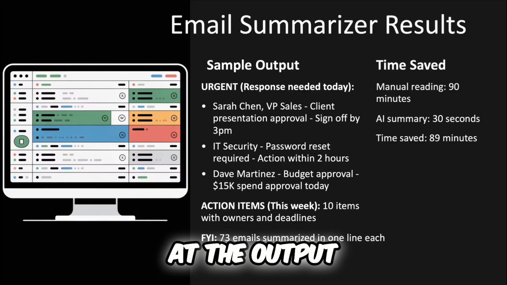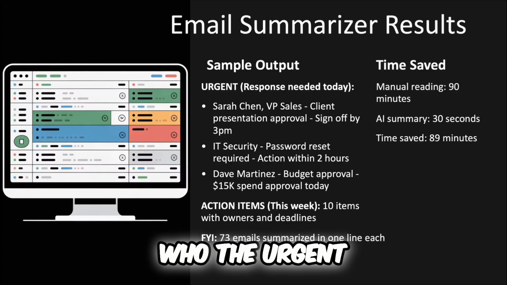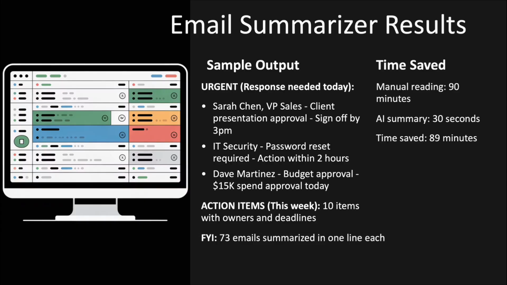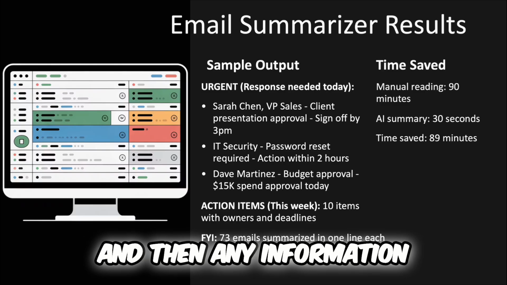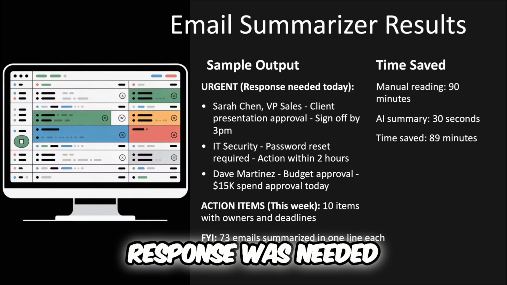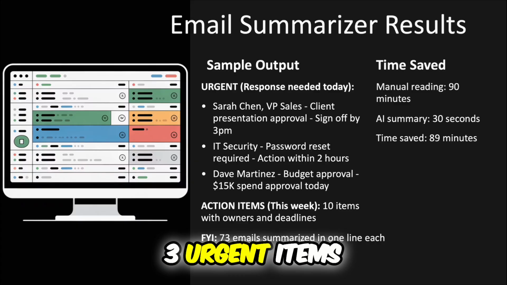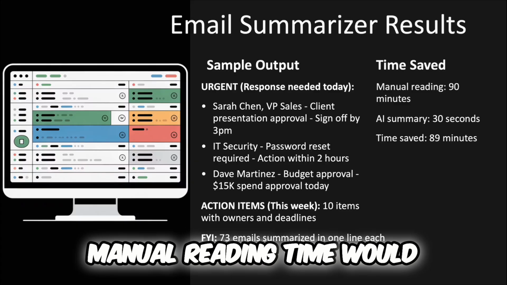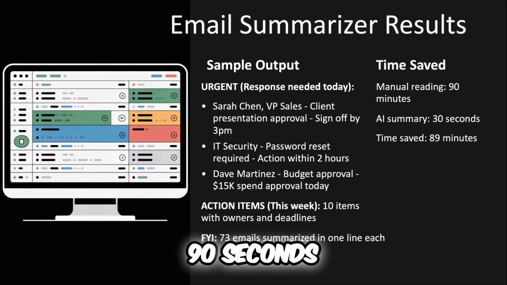So now let's look at the output. There's urgent, and it summarizes who the urgent replies are requested from. Then it gives you the action items that are due this week, and then any information on FYI where no response was needed. So there were 73 emails summarized, 1 line each. 3 urgent items, 10 action items, everything else is FYI. Manual reading time would have taken you 90 minutes. The AI summary time, 90 seconds. Time saved, 89 minutes. This is why you learn this.